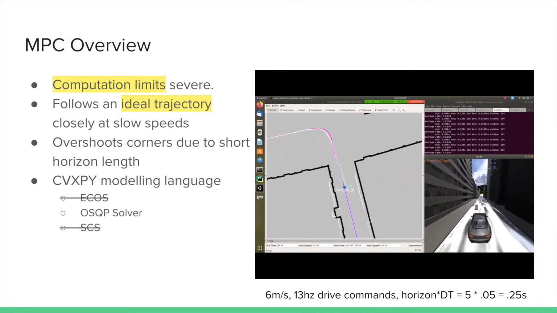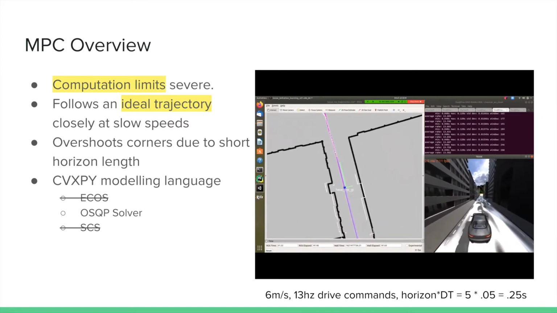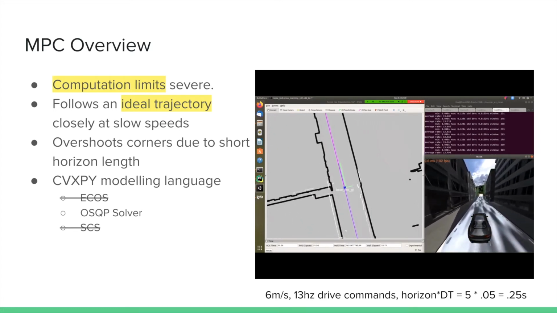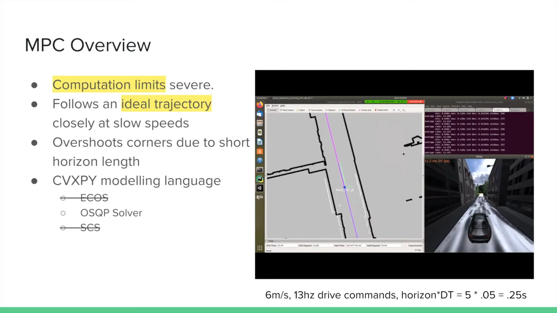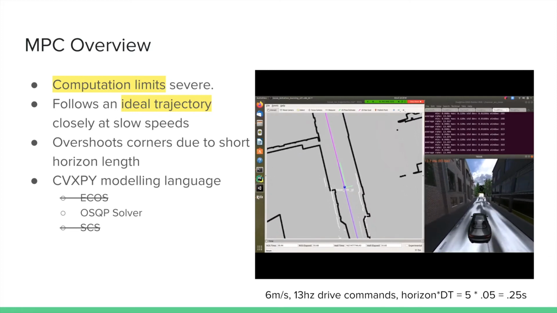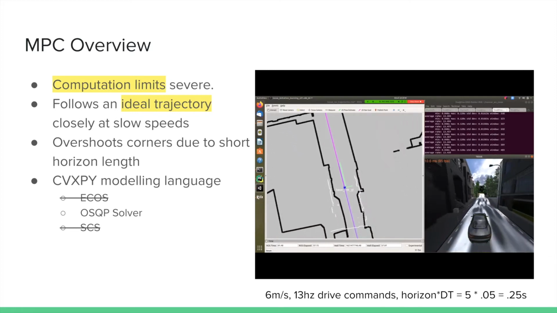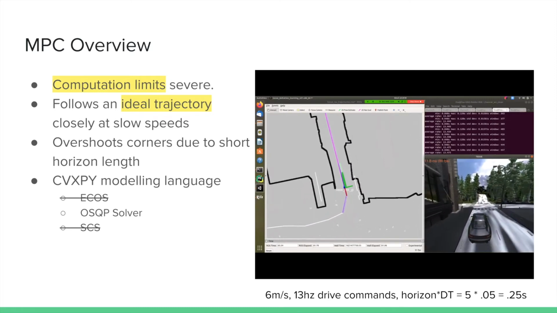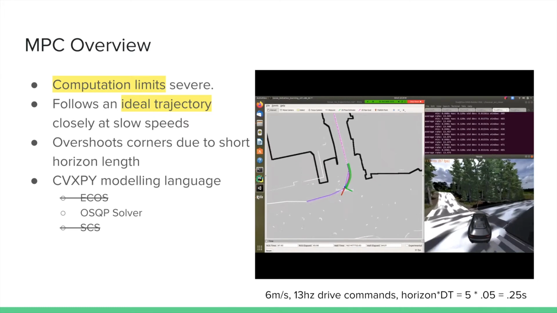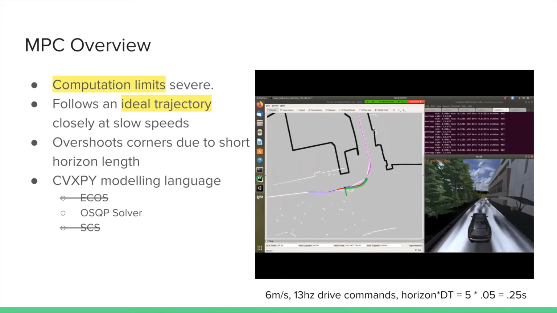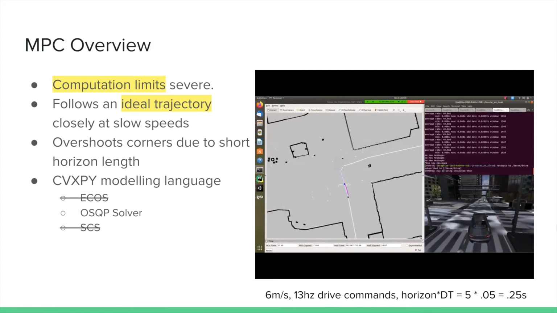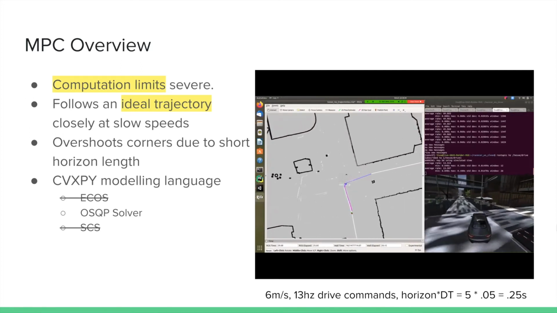In the video on the right-hand side, you can see the car operating at 6 meters per second with drive commands being sent at a rate of 13 Hz. From experience, in order for the MPC simulator car to run any faster without oscillations, drive commands need to be sent at a rate of 15-20 Hz or even higher. Having to solve an optimization problem at every time step, which limits the rate that we can send drive commands, becomes an issue when trying to operate the car at faster speeds.